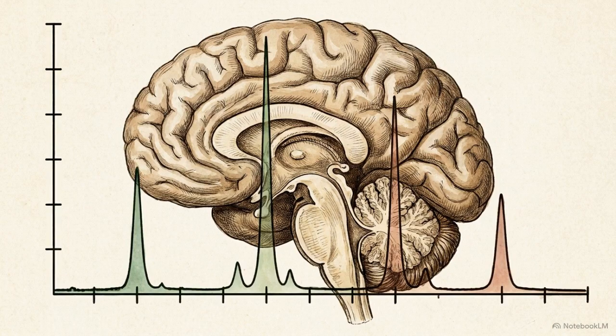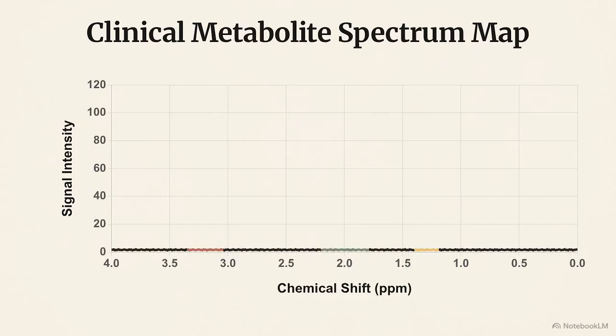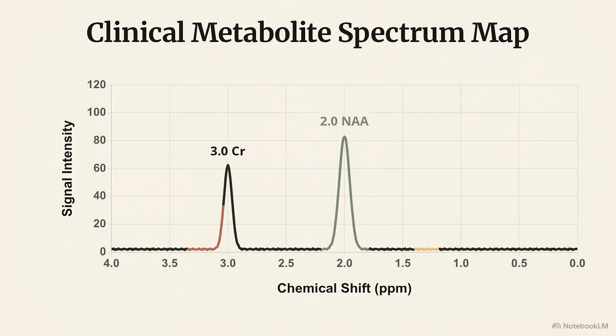of the tissue voxel. This graph illustrates the clinical metabolite spectrum, starting with a single, bold central peak at the 3.0 mark. This is creatine, a marker for energy metabolism. Because it remains remarkably stable, creatine acts as the constant marker against which we compare every other peak. To the right, at 2.0 ppm, is N-acetyl aspartate, or NAA. This is our primary marker for healthy neurons.